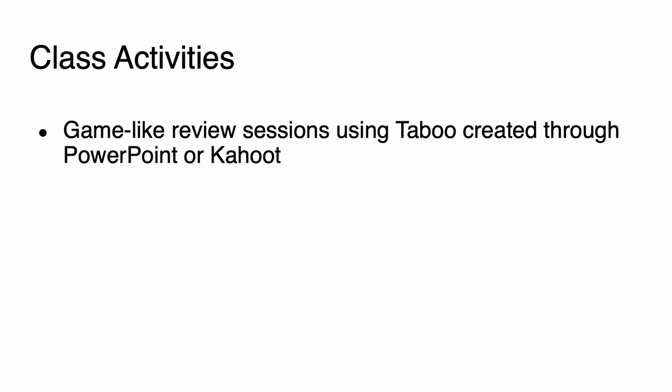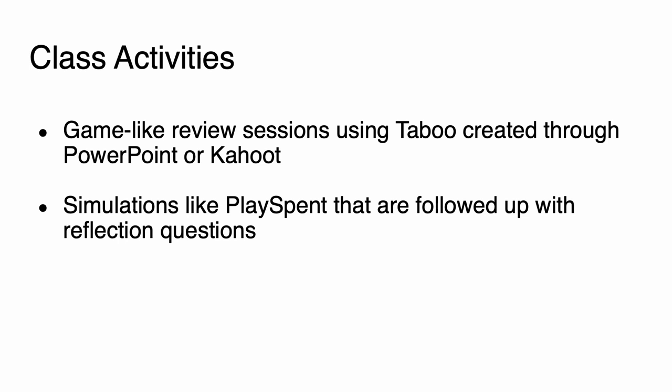Students enjoy game-like review sessions using Taboo created through PowerPoint or Kahoot, and simulations like Play Spent that are followed up with reflection questions. Innovative activities that get students doing something they don't usually do are memorable and exciting. For example, I designed an activity where students move around the classroom in groups to visit chat stations that list statements containing racist discourse. Students identify whether the statements are biological racism or one of the four frames of colorblind racism.